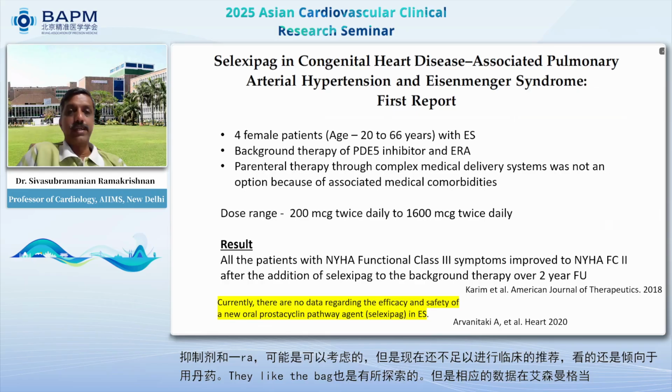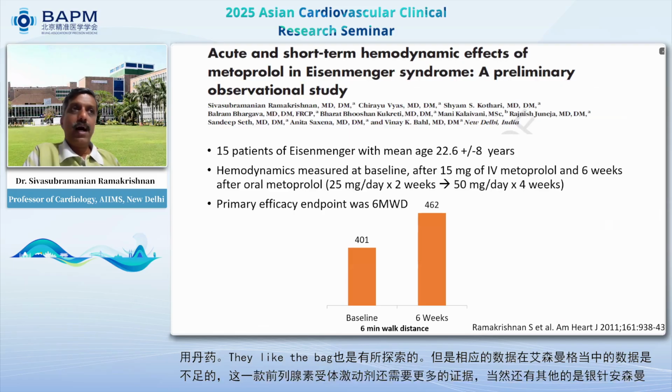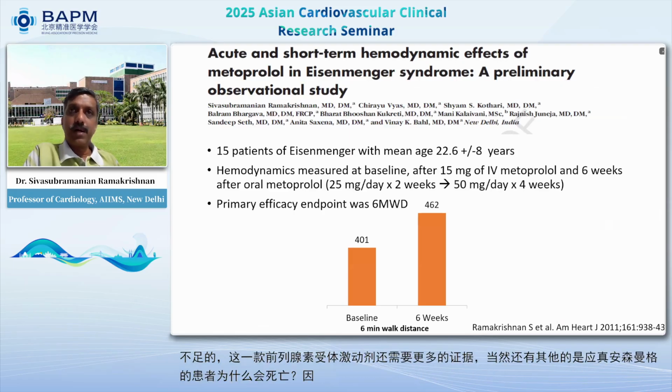There are very small studies. So what about the other heart failure medications that we have? We all know that Eisenmenger syndrome patients die because of progressive heart failure, or they die because of sudden cardiac death or hemoptysis. We have looked at the part of hemoptysis before.